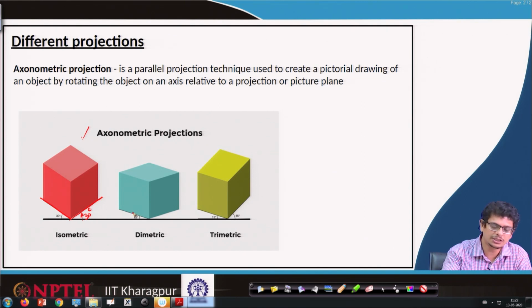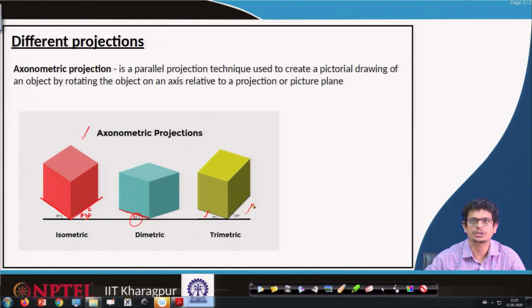In diametric projections we have different angles, something lower than 30 degrees, here it is 15 degrees, and in trimetric we will have three different angles, some less than 30 degrees and some more than 30 degrees. Such projections we call trimetric projections.